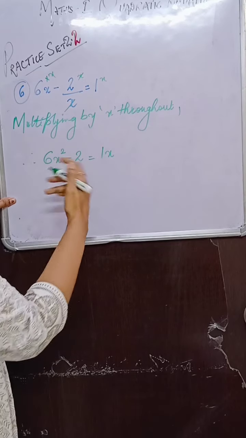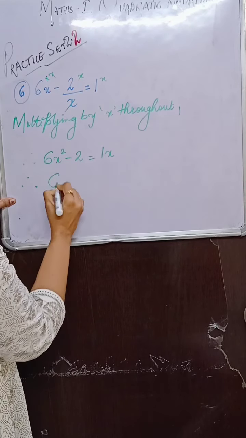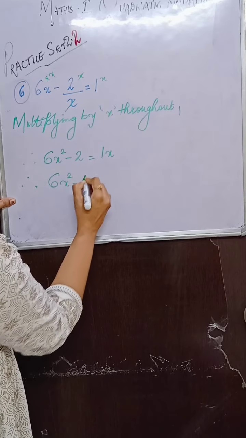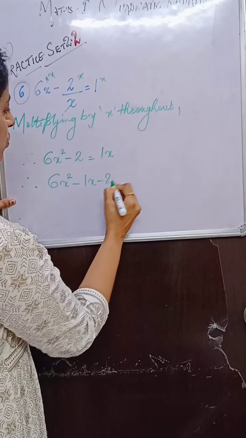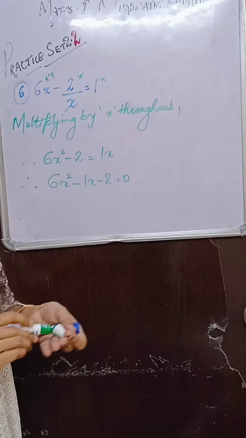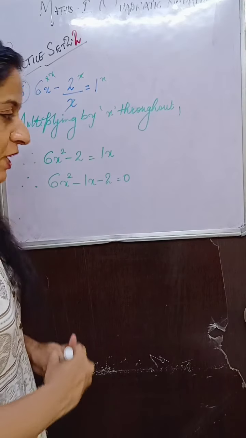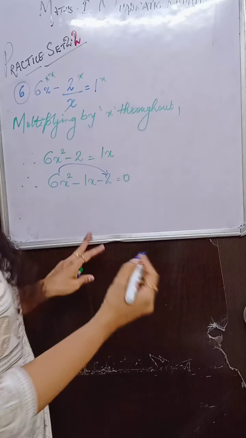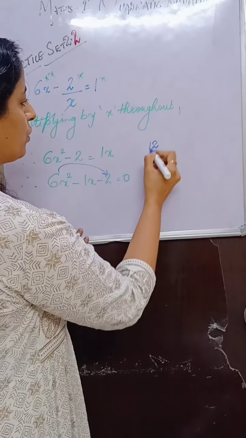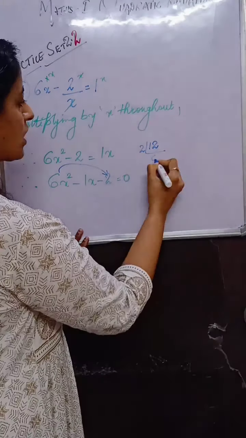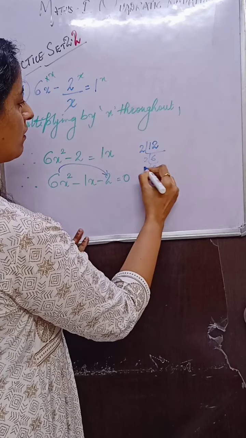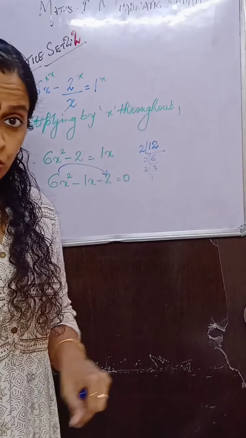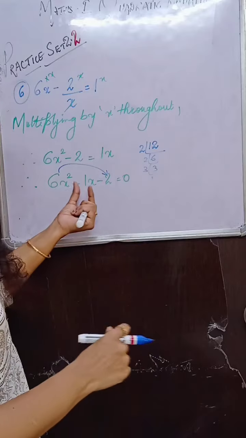Bring it to the other side. So you have in general form 6x square minus 1x minus 2 equal to 0. Got the equation? Now the same process we will do. 6 into 2 is 12. 12 factorize: 2 6s are, 2 3s are, and 3 4s are. Which two numbers, when you add or subtract, you should get 1?